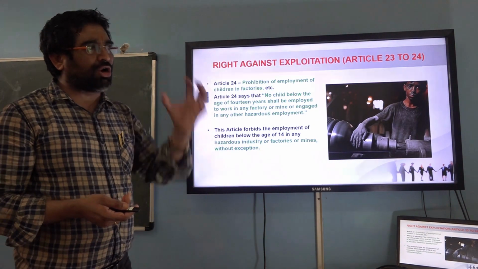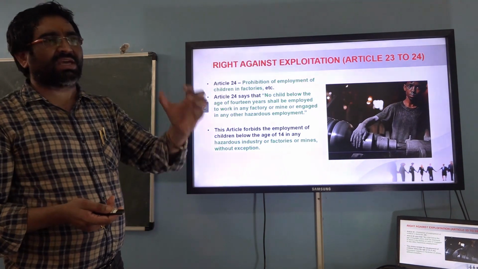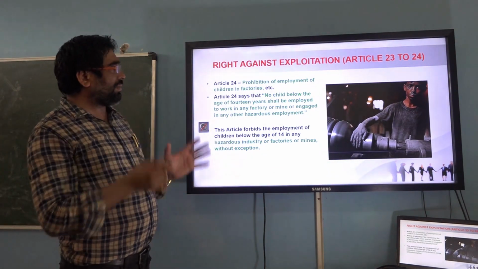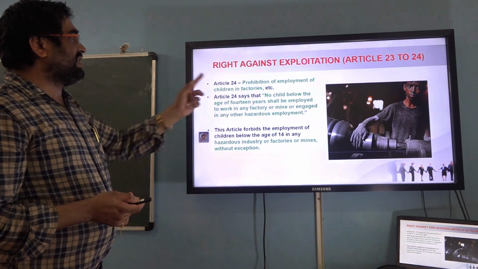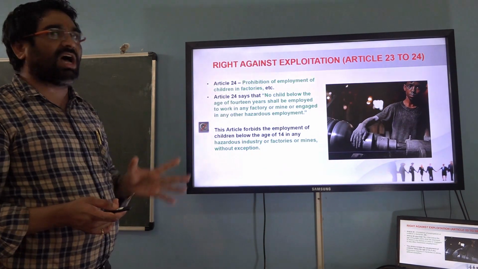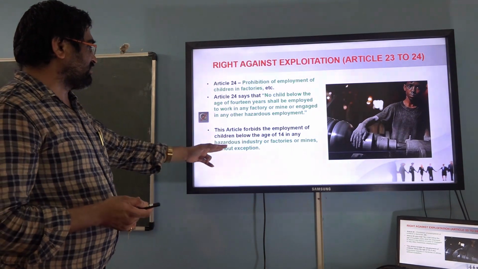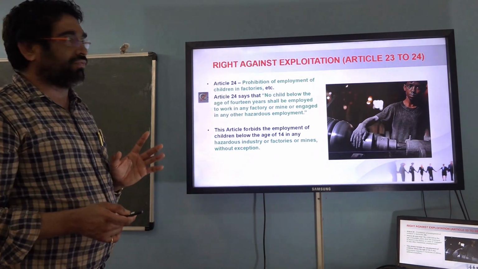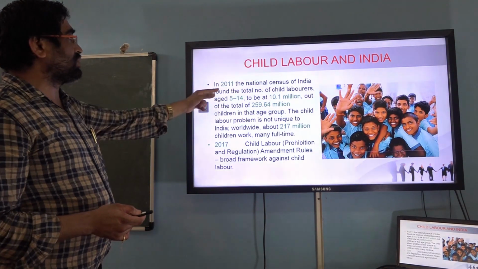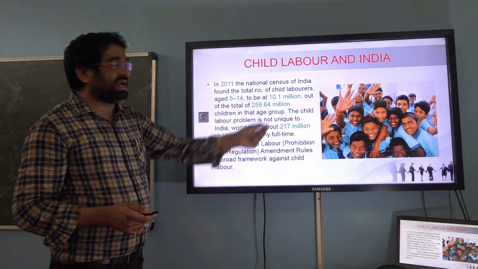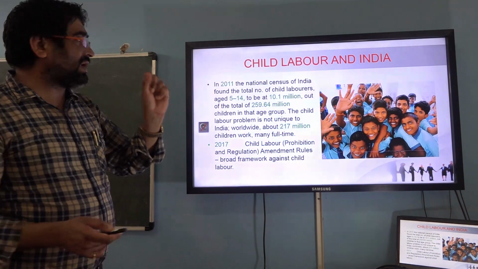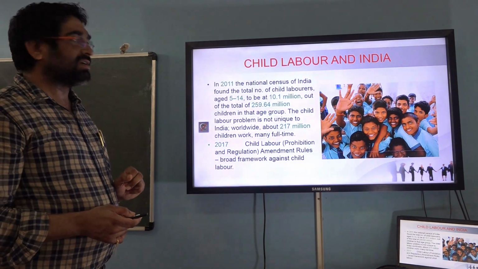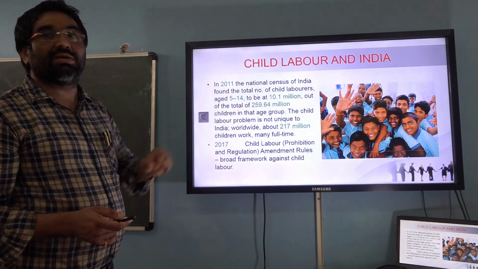Because of their economic circumstances, they are working as laborers in very different, very dangerous mines and everywhere. So our government made Article 24, which prohibits employment of children in factories or mines, and in any hazardous industry, dangerous industry. Children will not work. You can see in 2011, 10.1 million, that is 1 crore 1 lakh children in India aged 5 to 14 years were working as laborers, out of 259.64 million children.